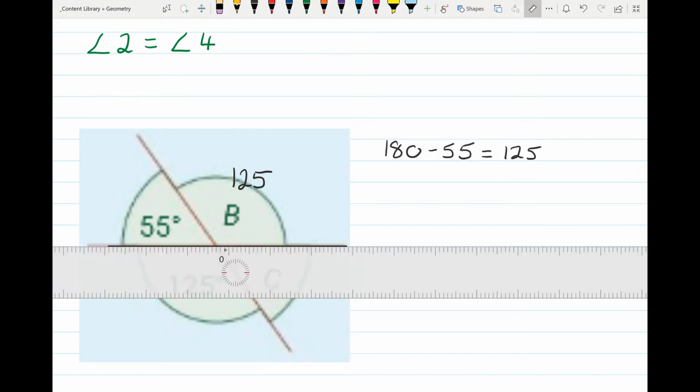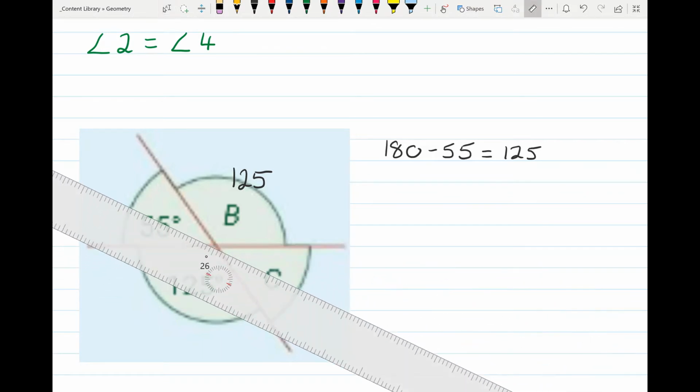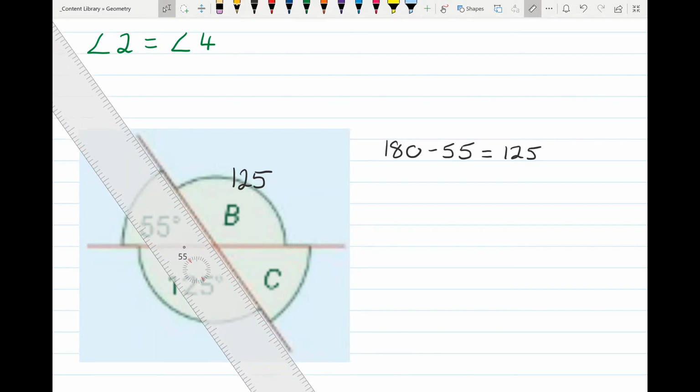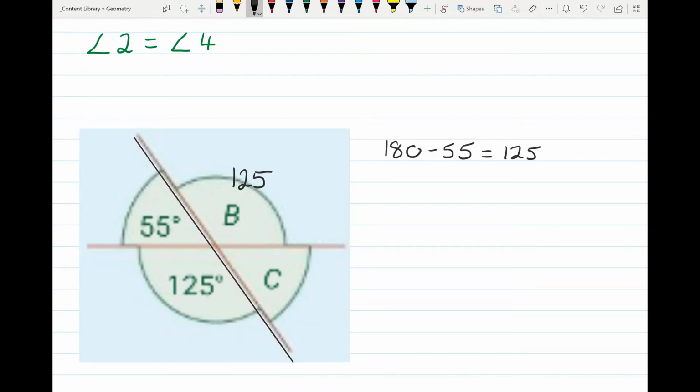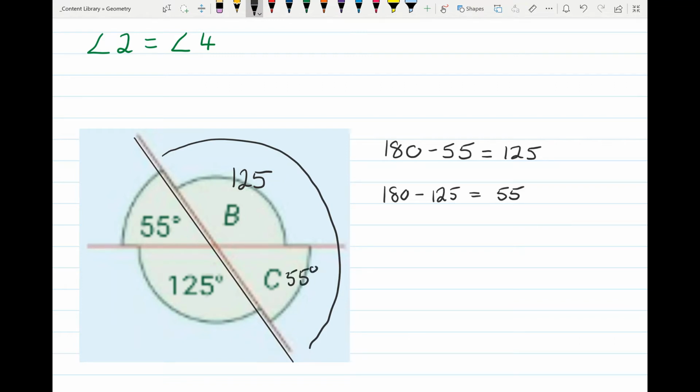If we get our ruler, and now instead of looking at the straight line along the base, let's look at the straight line along here. Well, on the left hand side of the line, we can see that 55 and 125 equals 180. And if we examine the other side of that straight line, we'll see 125 plus C must be 180. So we'll go 180 minus 125, and that gives us 55. So this angle here must be 55.